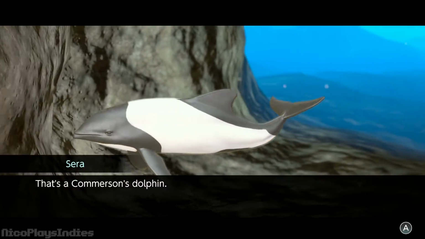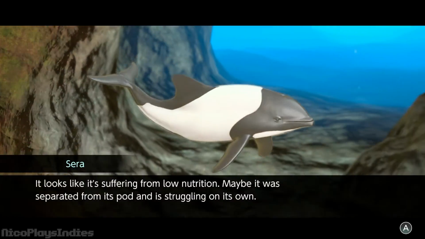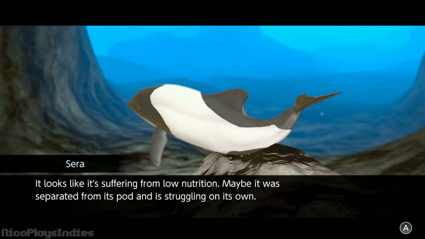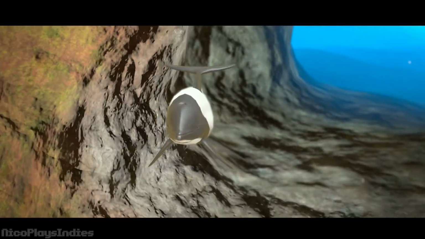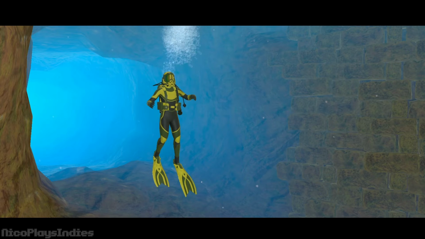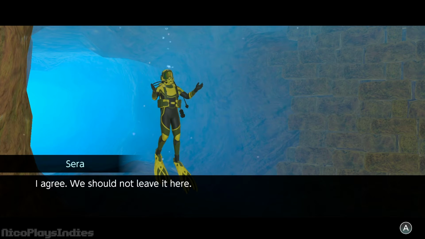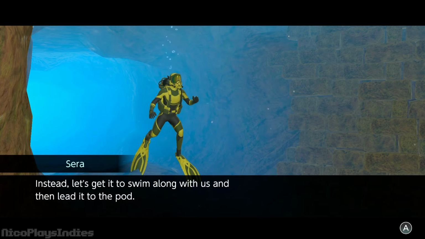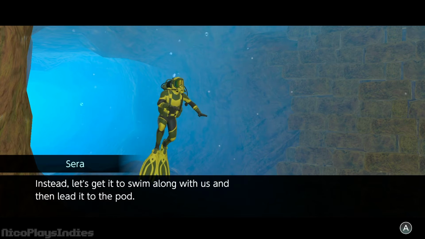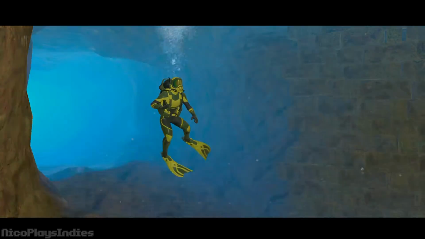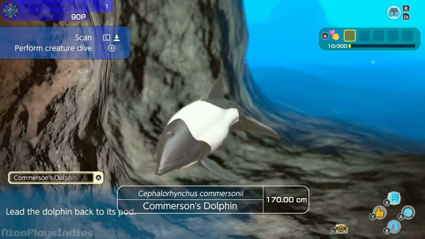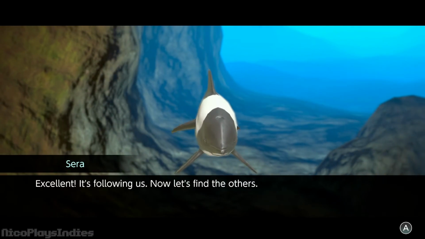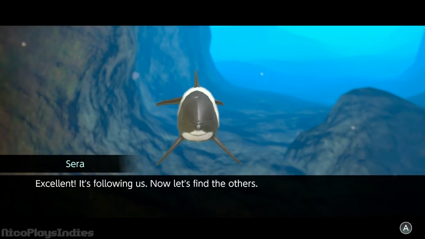That's a Commerson's dolphin. It looks like it's suffering from low nutrition. Maybe it was separated from its pod and is struggling on its own. I agree. We should not leave it here. Instead, let's get it to swim along with us and then lead it to the pod. Excellent, it's following us. Now let's find the others.